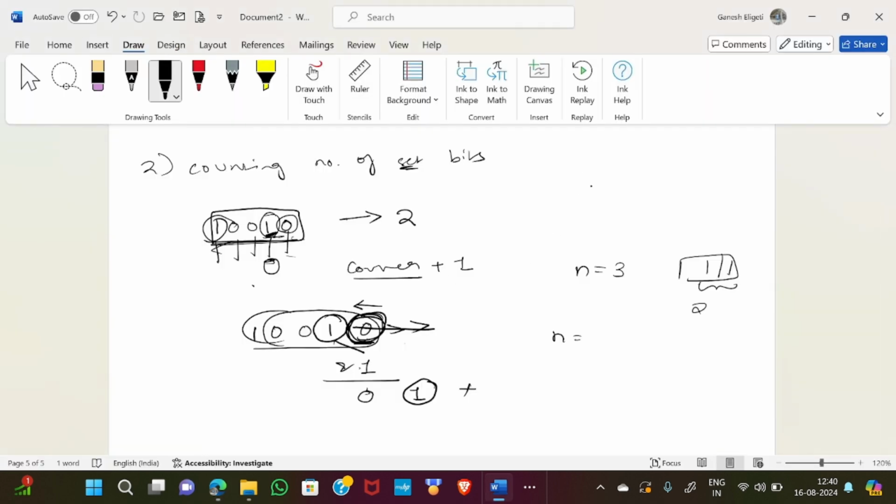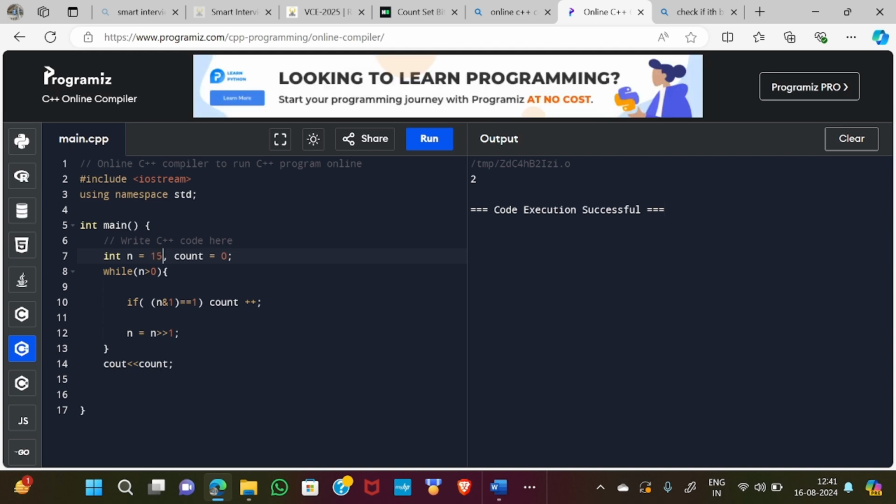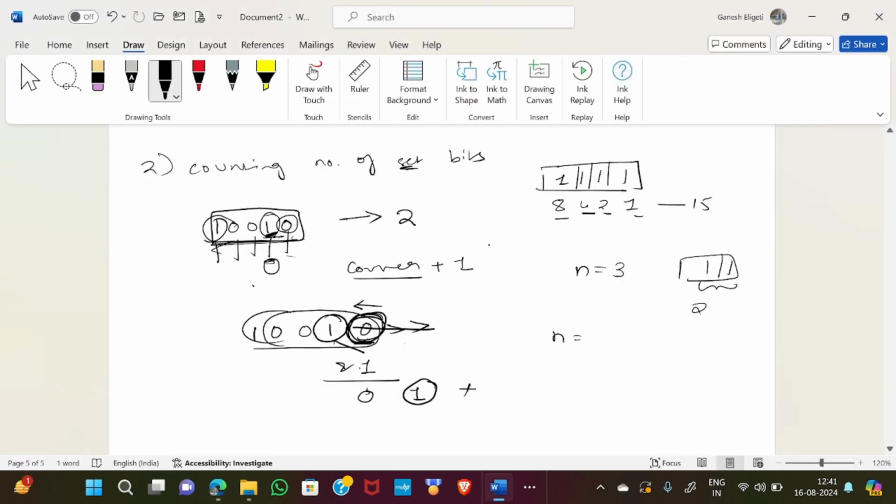Let's check another number which has more ones. Okay, so 1, 1, 1 and 1. So 1, 2, 4 and 8. 8, 12, 16. Okay, sorry, 15. This will be 15. So 4 ones, right? See, we got 4. So that is how we check the number of set bits in a binary number.